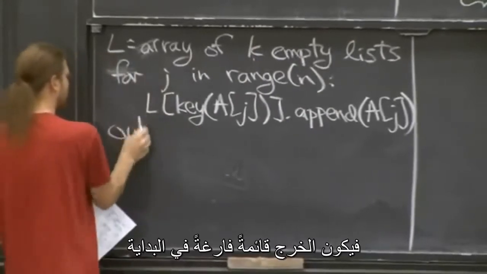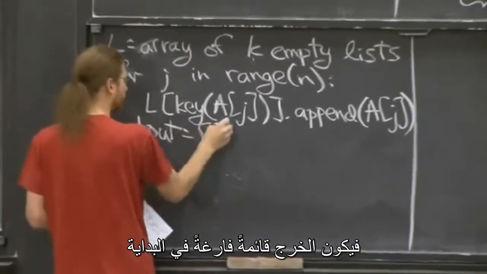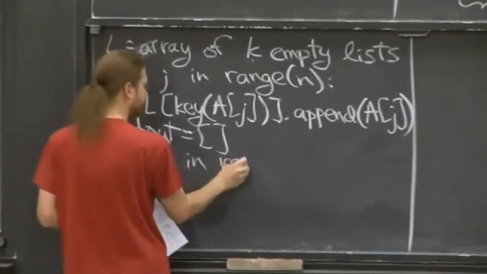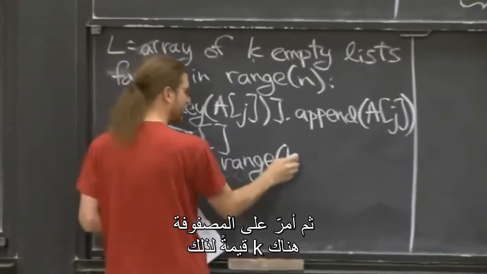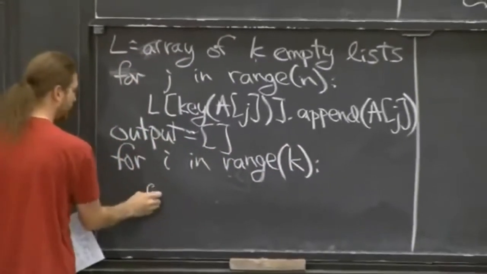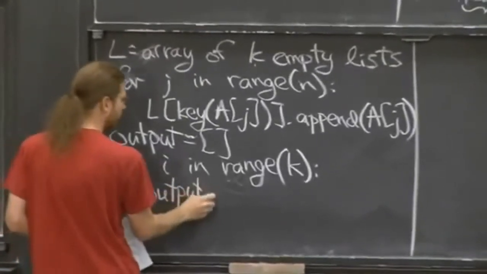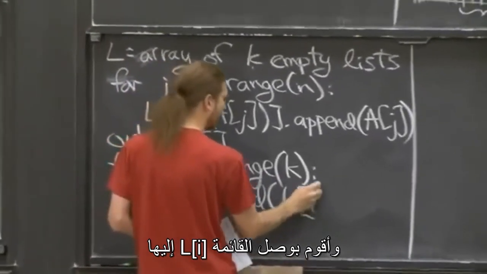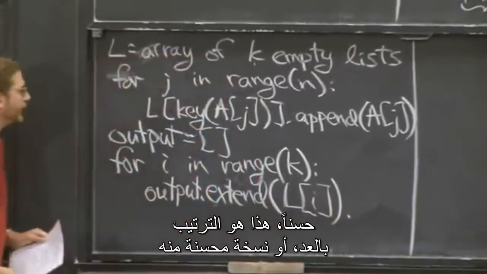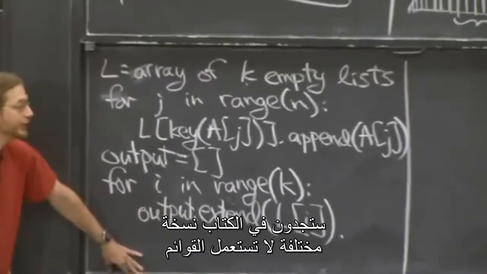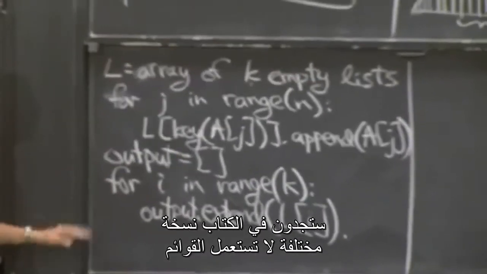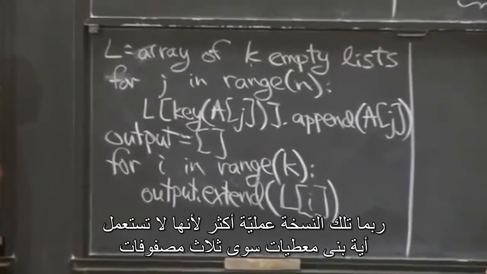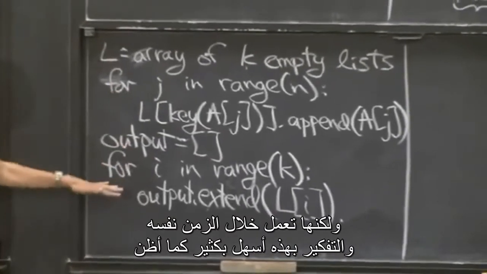And then the output is going to be an empty list initially. And then I iterate through the array. There are k values for that. And I just say output extend list i. OK? This is counting sort, or a version of counting sort. In your textbook, you'll find a different version which does not use lists. So it's probably more practical because it uses no data structures whatsoever except 3 arrays. But it runs in the same amount of time. And this is a lot easier, I think, to think about.